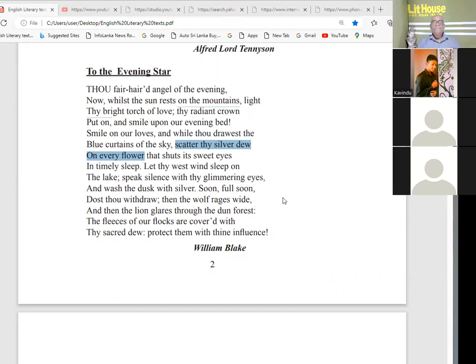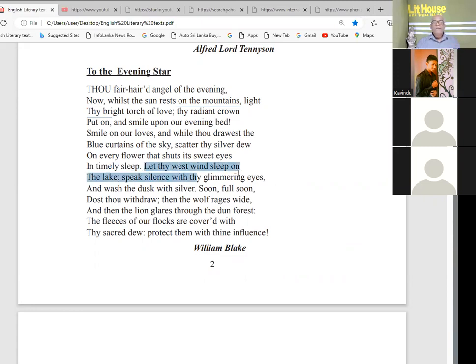Bring them some comfort like water that shuts its sweet eyes. Shut its sweet eyes means sleep. When these people and nature go to sleep at night, protect them with your silver light in timely sleep, in their usual sleep. Timely sleep means in their ordinary sleep. Right. Blake requests the evening star's blessings, protections, and love for nature as well as humankind during this dark period.